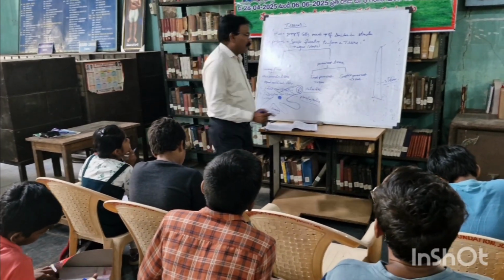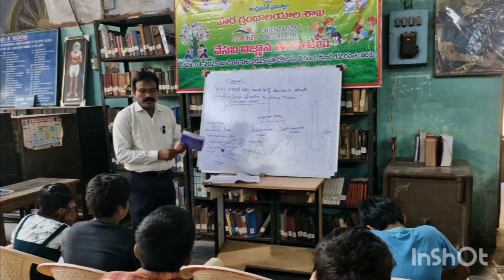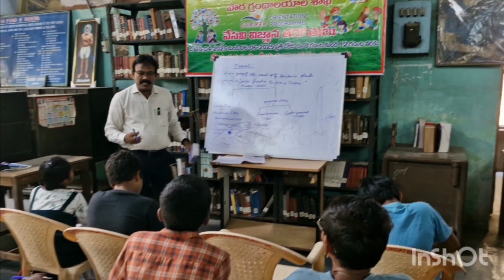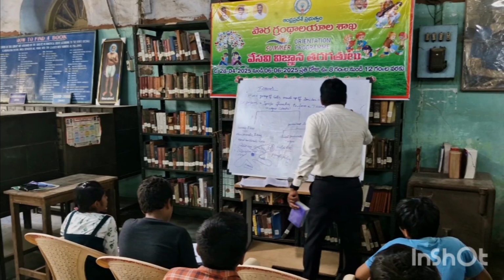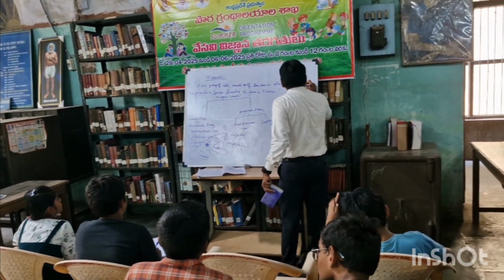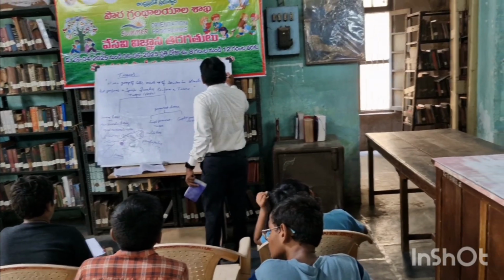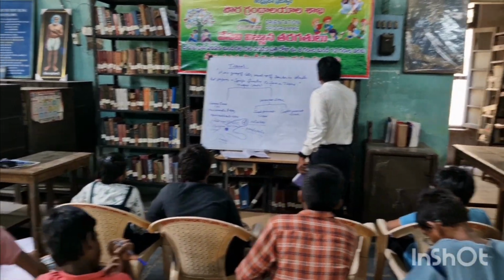Now, if you observe a stem, this tip is called a shoot. At the top of the stem, what is present? A shoot is present. Here, apical meristematic tissue is present.